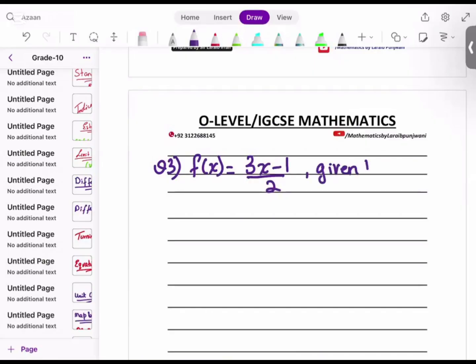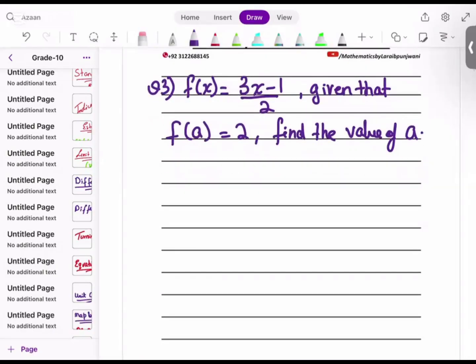Given that f(a) is equal to 2, find the value of a. Now in this question, they have given the function f(x) that is (3x minus 1) divided by 2.